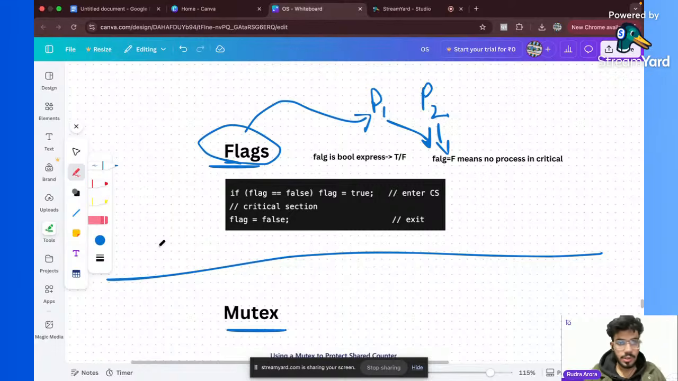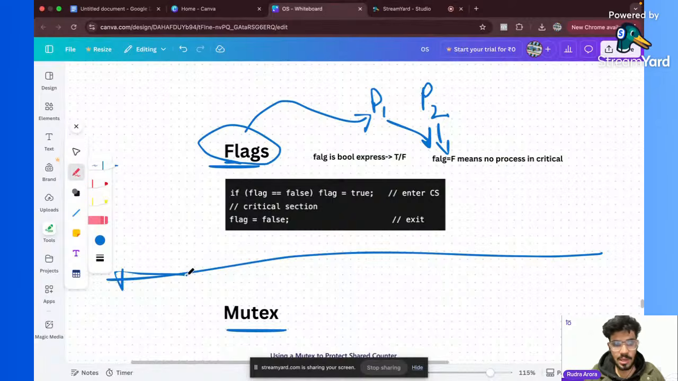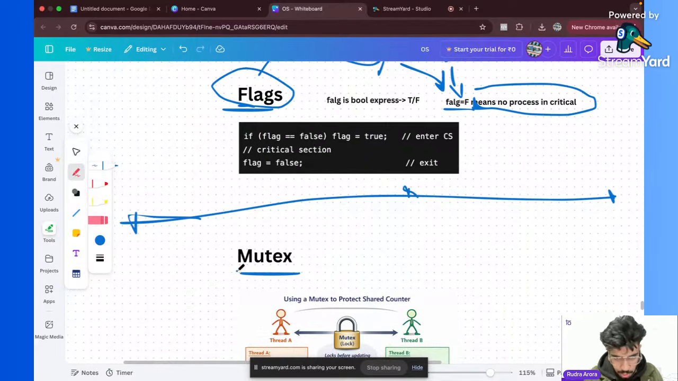So this is all about the flags, and I think whenever an interviewer asks why flags are not a useful thing, you can answer in a similar manner: P1 and P2 come, they will see that flag is false, meaning no process in the critical section, and they both will enter at the same time. So we need a strong mechanism so that even if two processes see that the critical section is empty, only one should enter, and we'll use mutex for it.